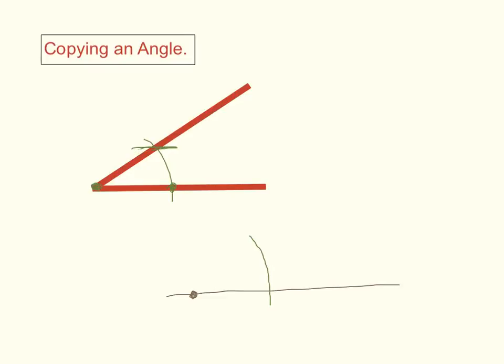All right, you want it to go through that ray, and then using the exact same measurement on your compass, come down here and make a very similar mark. And that arc copies this arc right up here. Now I can simply draw the line that goes through my vertex point and the new point that I've made, and these angles should have the exact same measurement.